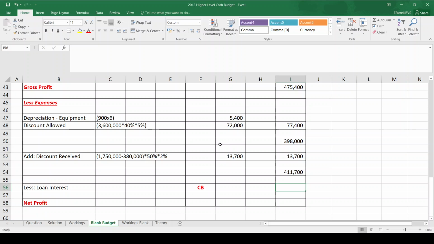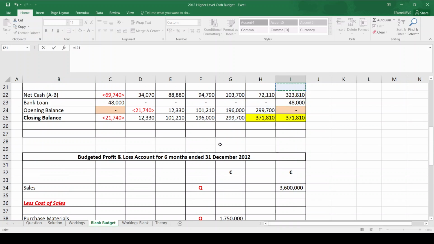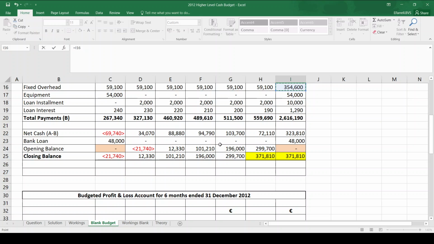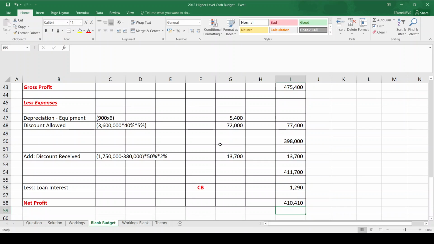And now I simply need to take away my loan interest, which I get from my cash budget, not the installment. That's not a profit and loss expense, not included in profit and loss, just the interest is the expense, the 1,290. And again, that obviously reduces my profit, so I'm going to take that away, which leaves me a net profit of 410,410.